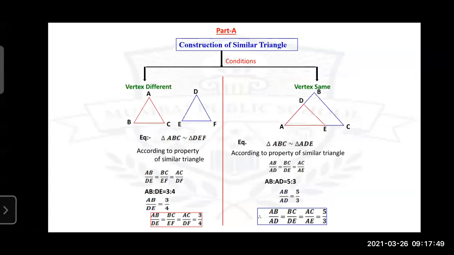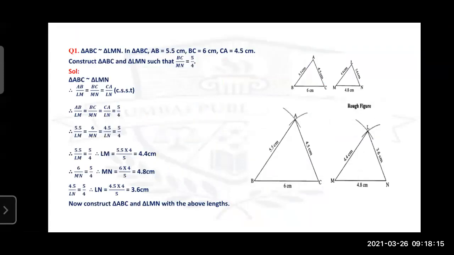Okay. And in case of vertex same, here A is the common vertex. So here we have ABC similar to ADE. So in this case, we write AB by AD, AC by AE and BC by DE. So if AB by AD is 5:3, then AB by AD, BC by DE, AC by AE is equal to 5:3.